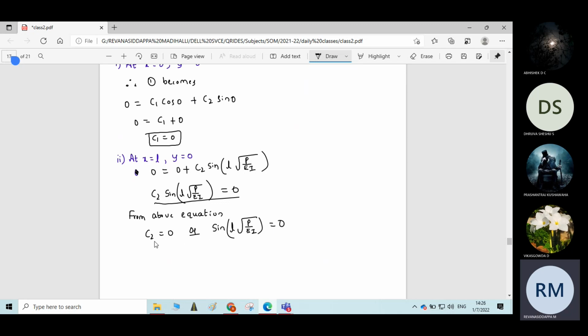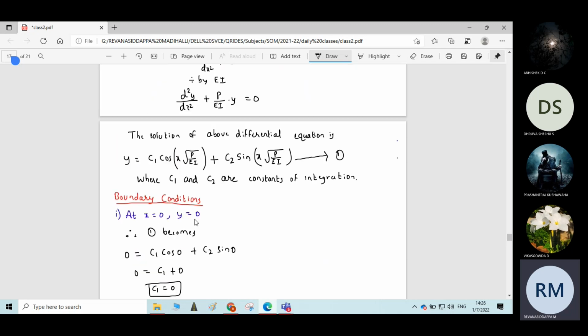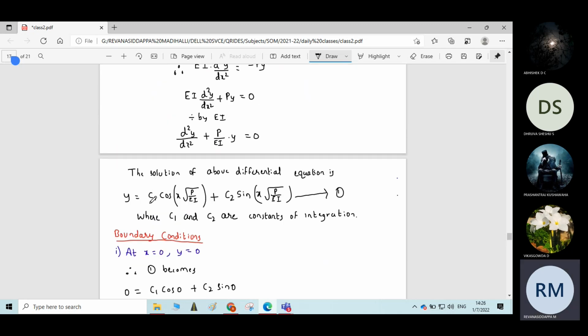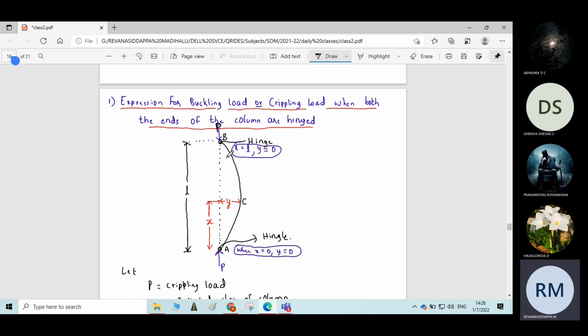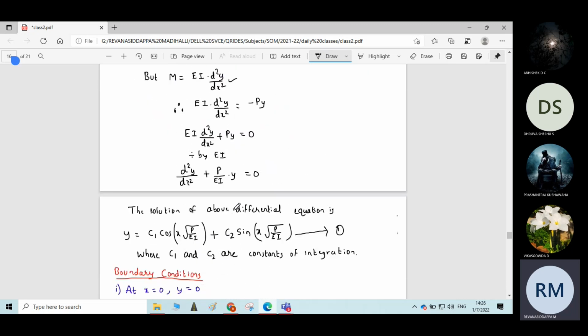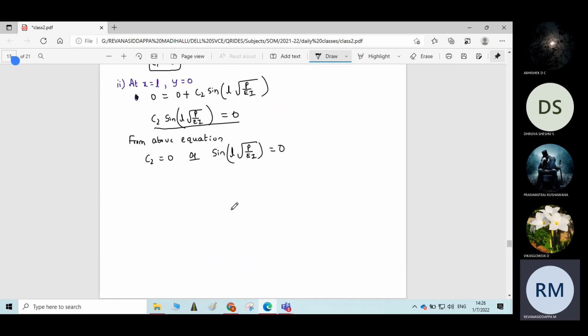But if we assume C2 equal to 0 in this equation, as C1 is already 0, C2 also becomes 0, means Y becomes equal to 0. There is no deflection. It indicates that there is no buckling of the column at all. Therefore, C2 cannot be equal to 0.